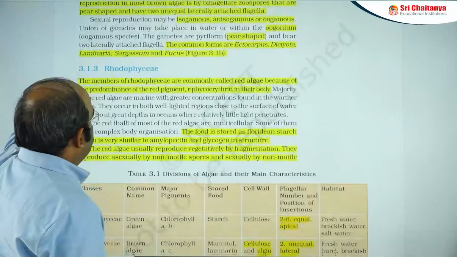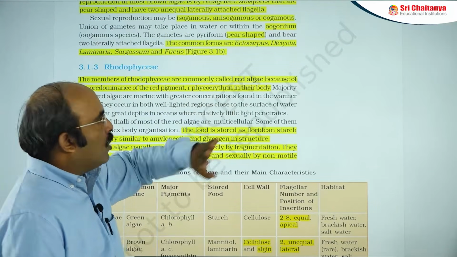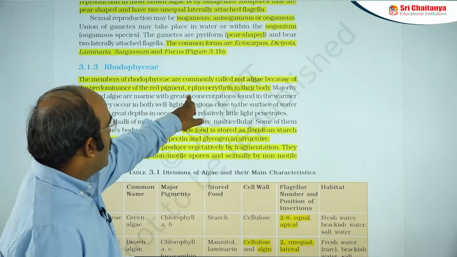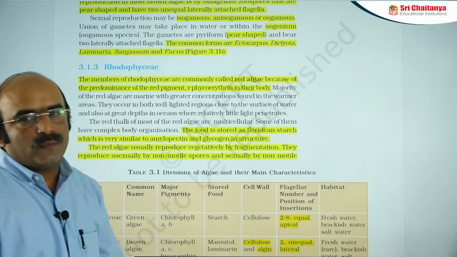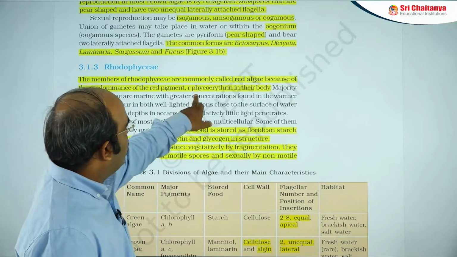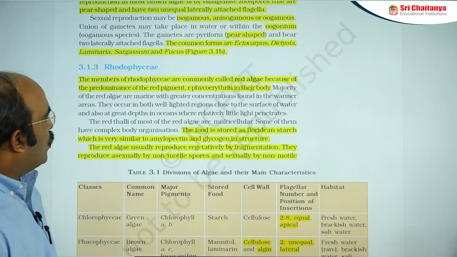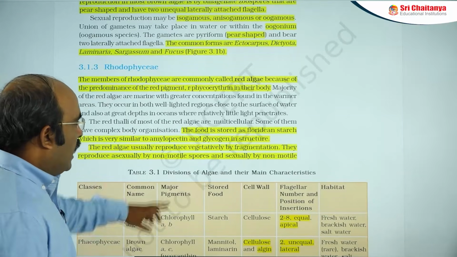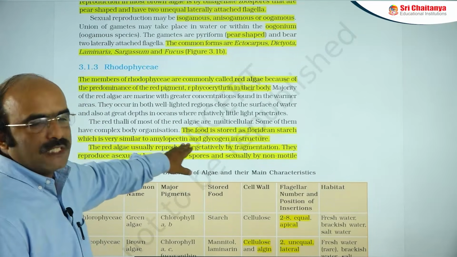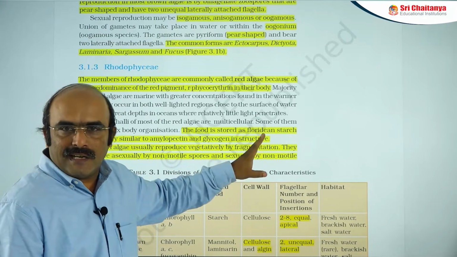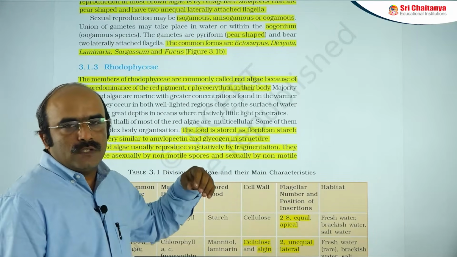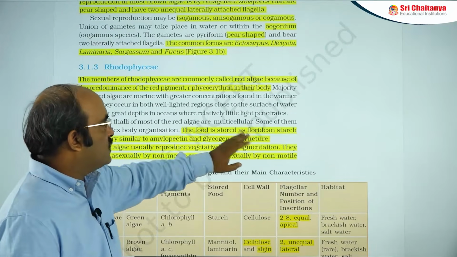Now, Rhodophyceae. The members of Rhodophyceae are commonly called red algae. You could see a red pigment in them called R-phycoerythrin. Apart from chlorophyll a and chlorophyll d, they have a red pigment called phycoerythrin in their body. And the stored food is floridean starch, whose structure is very similar to amylopectin or glycogen. Glycogen, you know, is a polysaccharide, and amylopectin is also the same. So the structure of this floridean starch is similar to this.